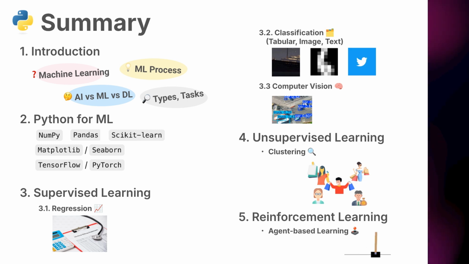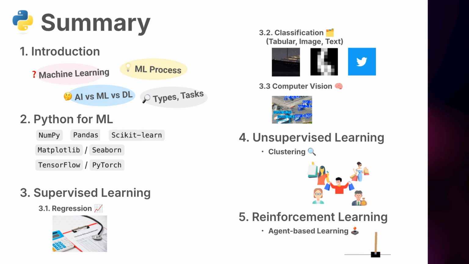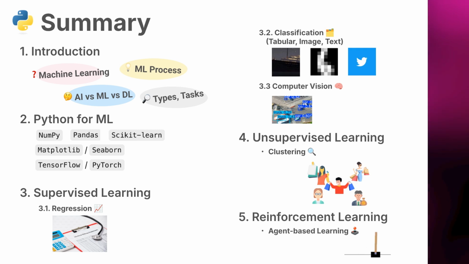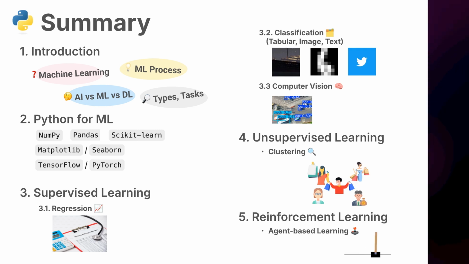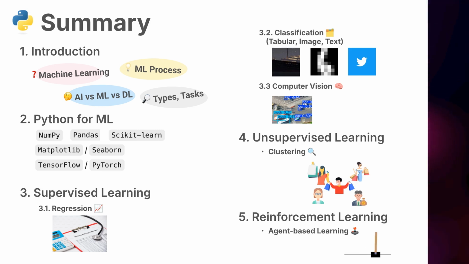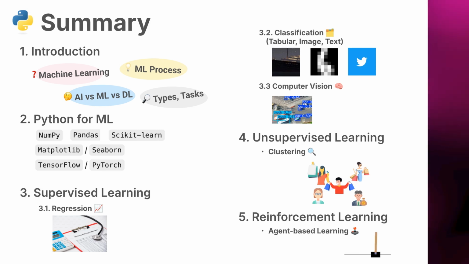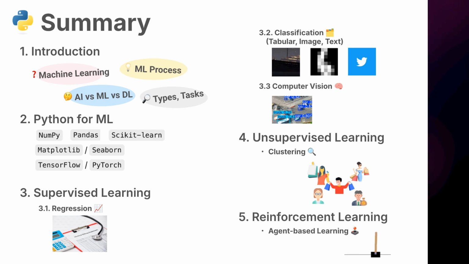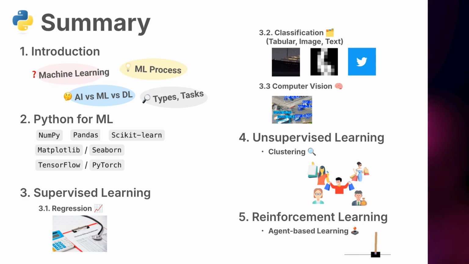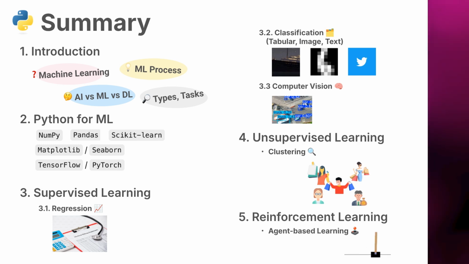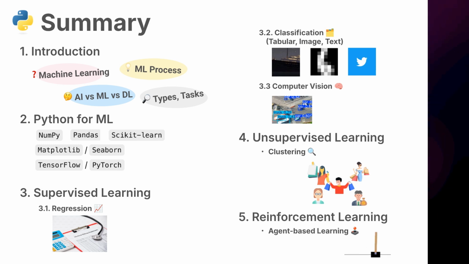First, regression. We explored how to predict continuous values and evaluated model performance using metrics such as MSE, RMSE, and R2. The task was medical cost prediction. We predicted insurance costs based on features like age, BMI, and smoking status using regression techniques. Next, classification. We practiced predicting categorical outcomes with models like logistic regression and convolutional neural networks. Tasks included Titanic classification with tabular data. We predicted passenger survival based on features like age, sex, and ticket class.